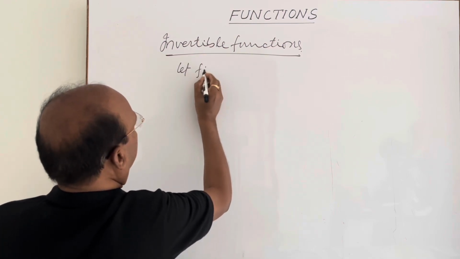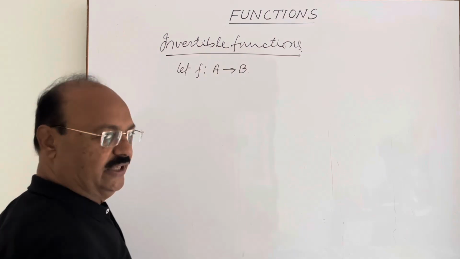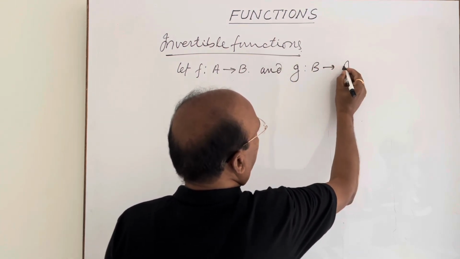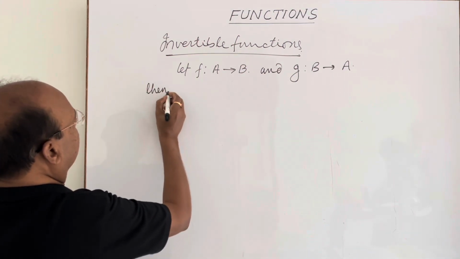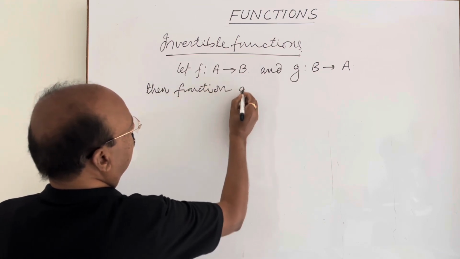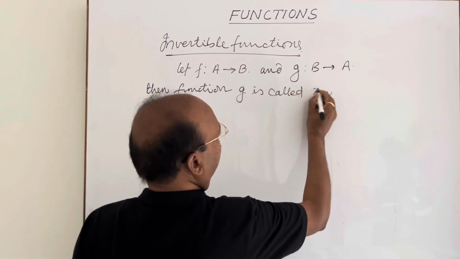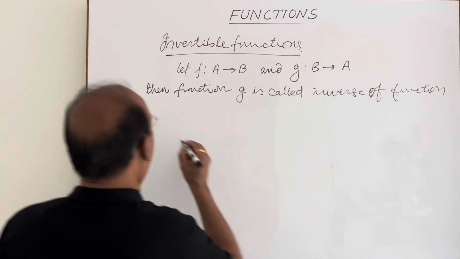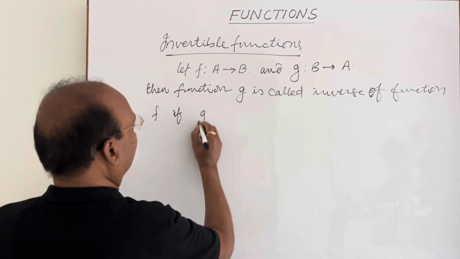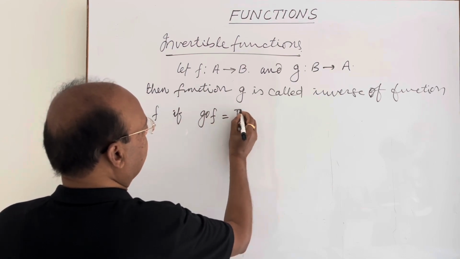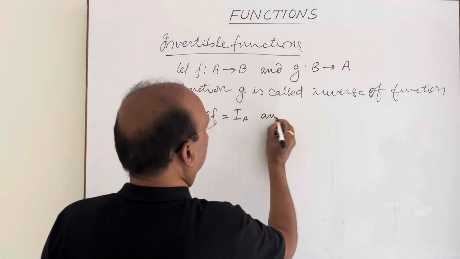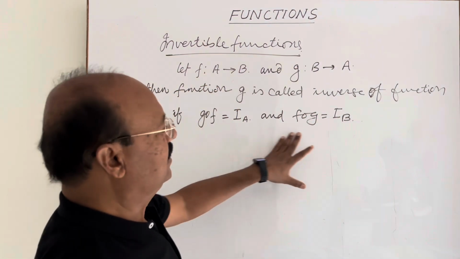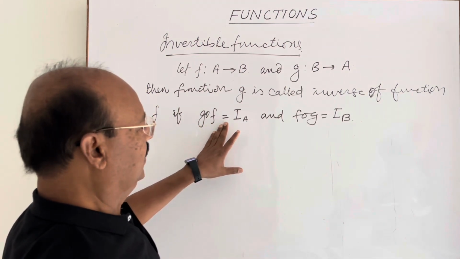Let us suppose that f is a function defined from set A to set B, and g is defined from set B to set A. Then here function g is called inverse of function f if g operation f is equal to identity function in set A and f operation g is identity function in set B. So when this condition is fulfilled, the condition is g operation f is identity function.